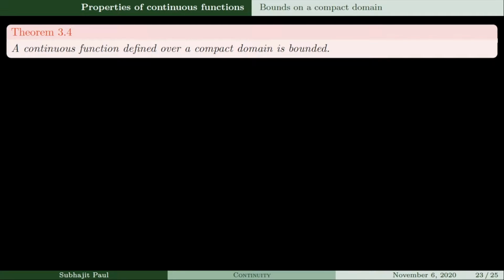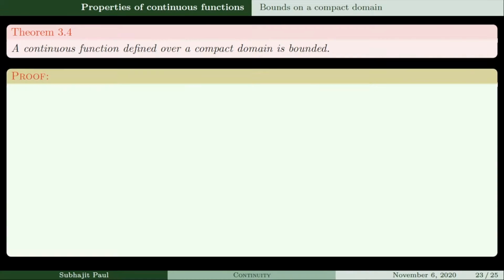So our first theorem today: a continuous function defined over a compact domain is bounded. Now, this theorem is not only true in real analysis. Any real valued continuous function defined over a compact domain in any metric space, or even any topological space, will be bounded. Let's see the proof.